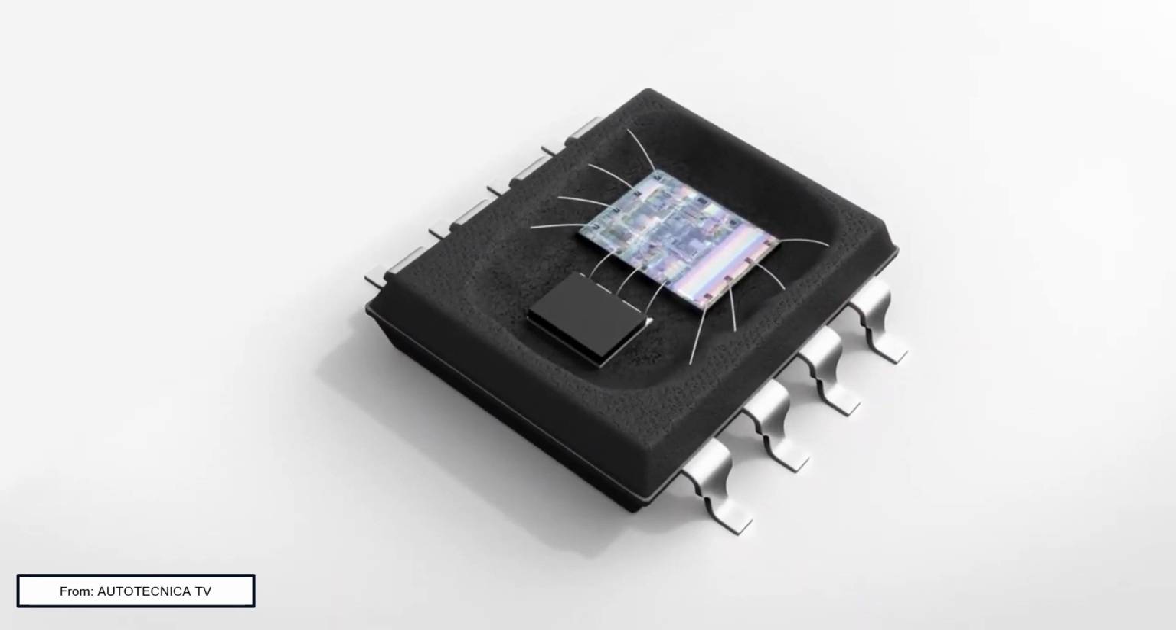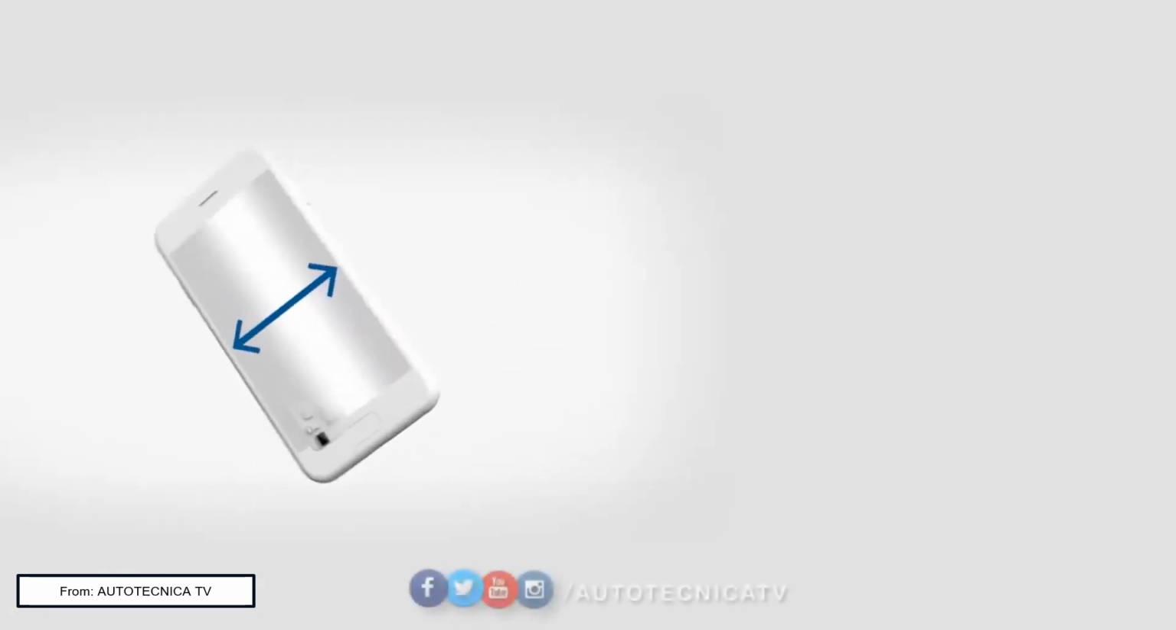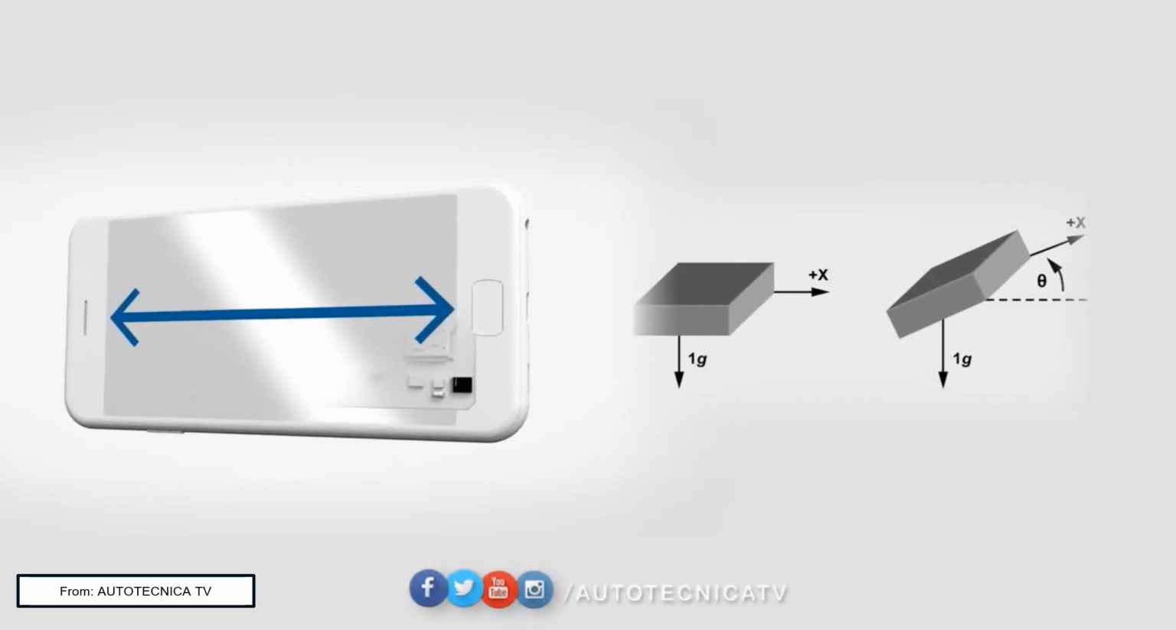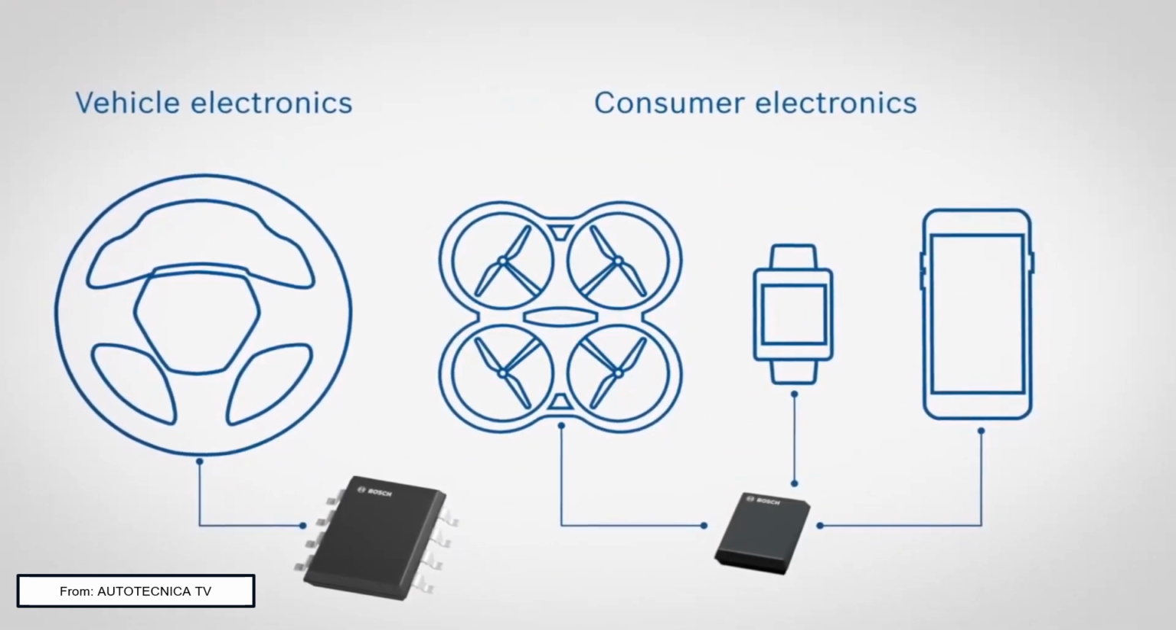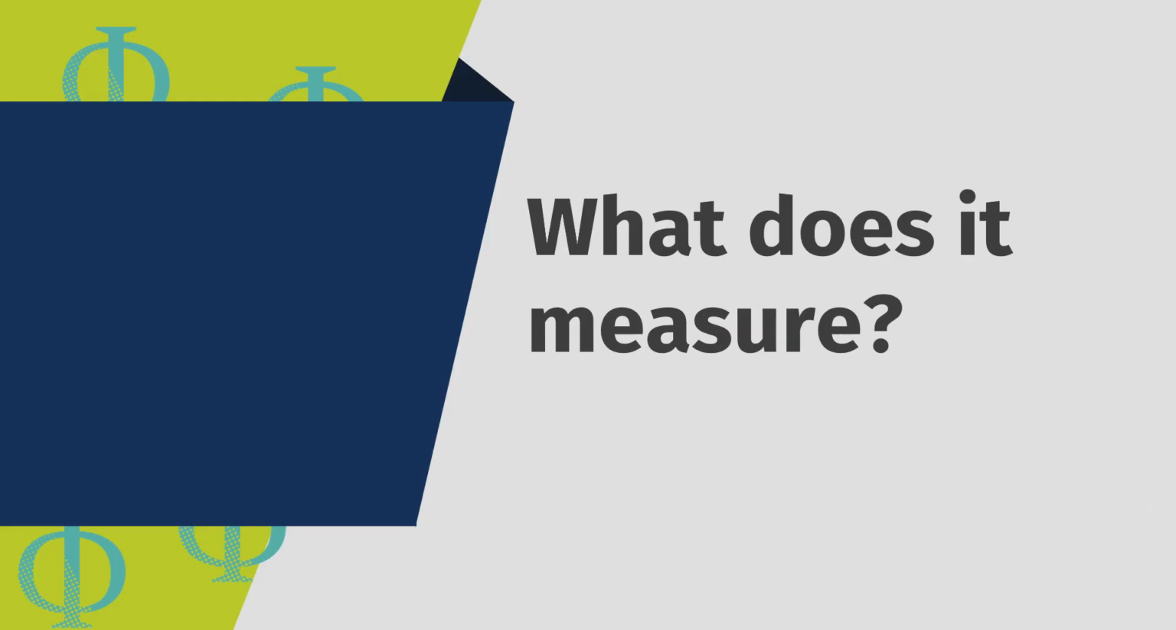All of this is thanks to a small sensor called an accelerometer, which sends a signal to the device when the position has changed, or when it detects vibration. It can also help a vehicle deploy its airbag when it senses a collision. Now, what does it measure?